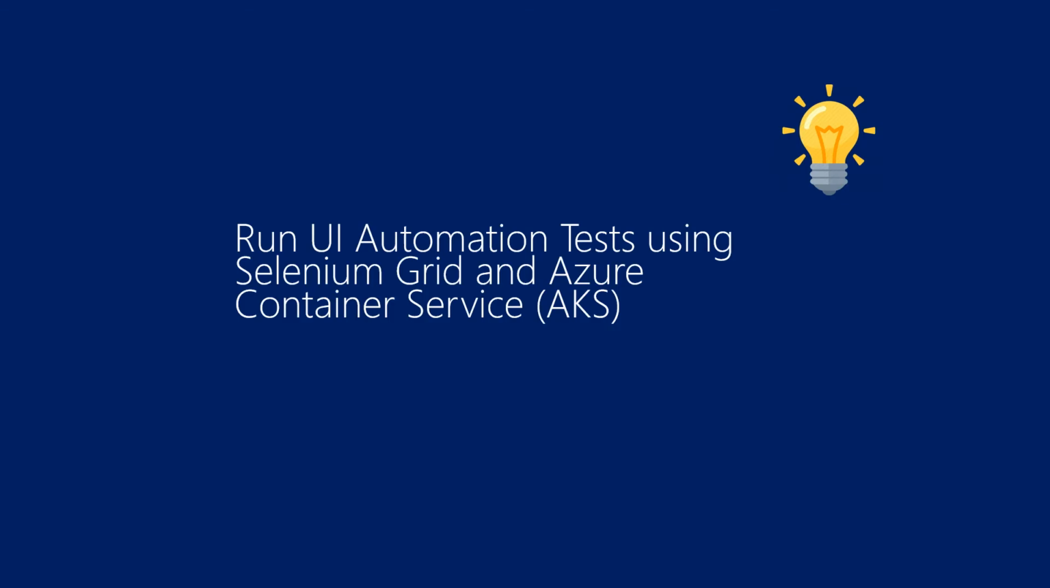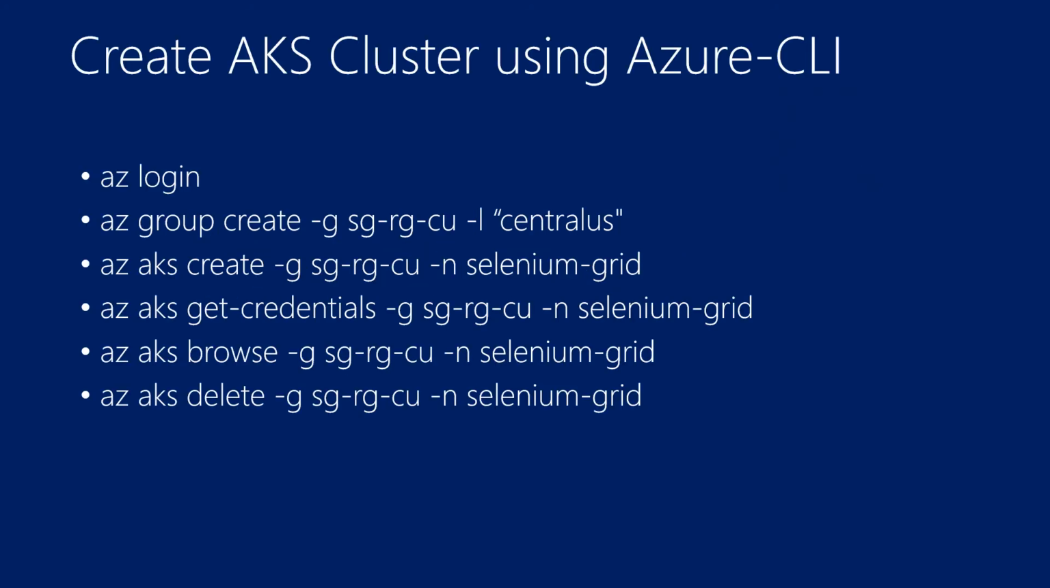Now, with that understanding, let's understand the solution of a problem statement. The problem statement was that we wanted to run UI automation tests faster, so that we can deploy faster. So the solution here is to run the UI automation test by deploying a Selenium Grid on an Azure managed container service. So let's see how to do it. Here, to create an Azure AKS cluster, I'm using Azure CLI, but you can use the portal or PowerShell as well.